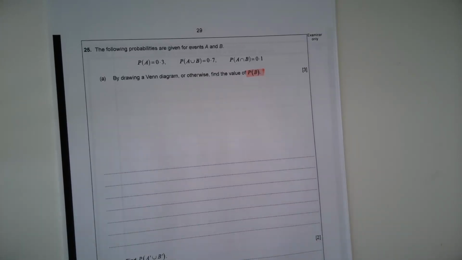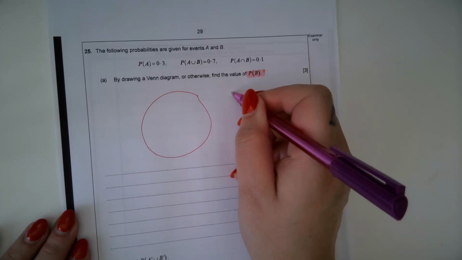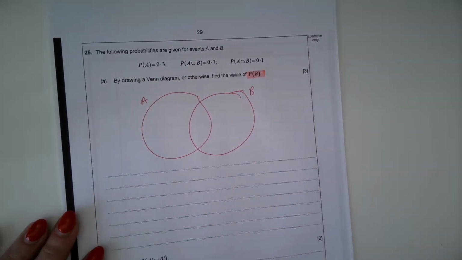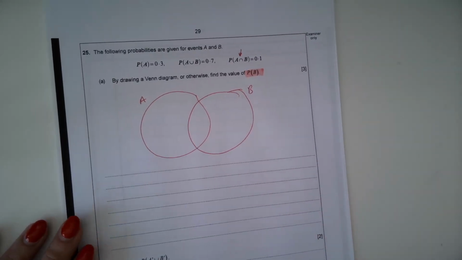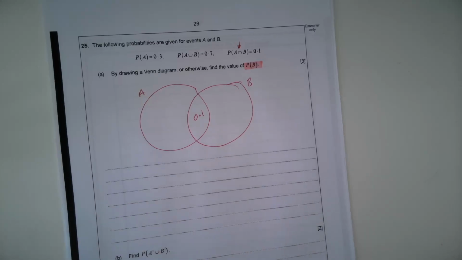I'm going to use a Venn diagram because I like diagrams to sort information. So I'm going to draw a Venn diagram and say that that's set A and that's set B. I'm going to start here with A intersection B. That's the probability that an element is in set A and in set B, so that's the middle part of my Venn diagram. So I'm going to fill that in.